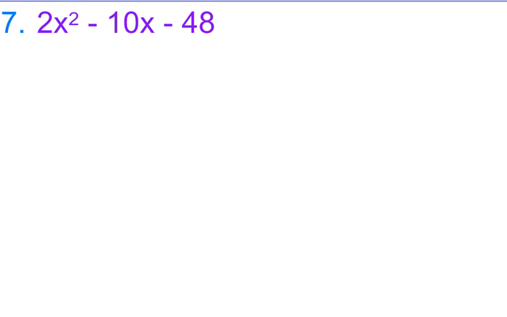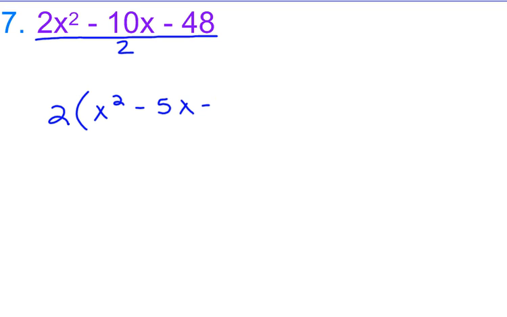Alright, number 7. Do I have a greatest common factor? I'm going to say yes, right? These all can divide by what number? 2. So I would have 2, and then I'm going to divide each term by 2. 2 divided by 2 is 1x squared. 10 divided by 2 is 5. 48 divided by 2 is 24.